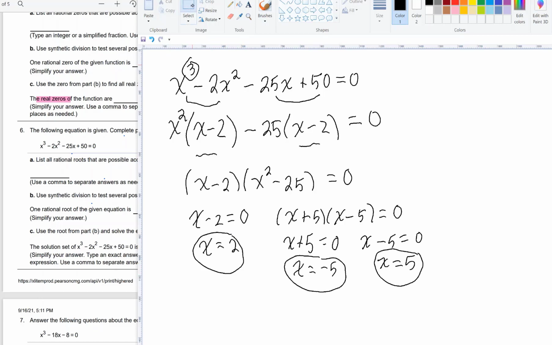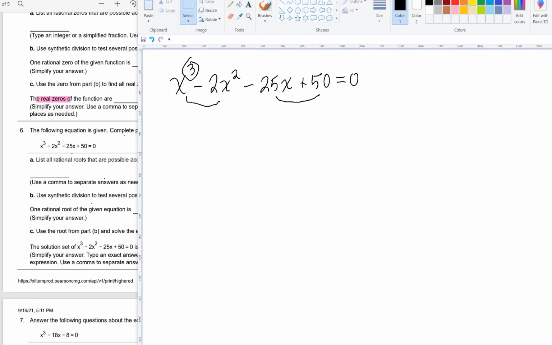Now you may not notice that that can be factored. And if that's the case, you'll want to do your synthetic division. So you list all the possible factors, plus or minus 1, plus or minus 2, plus or minus 5, plus or minus 10, plus or minus 25, and plus or minus 50. Those are all the factors that will go into 50. Since this coefficient is a 1, we don't have to worry about putting it over this a coefficient because it would all come out to these numbers anyway.